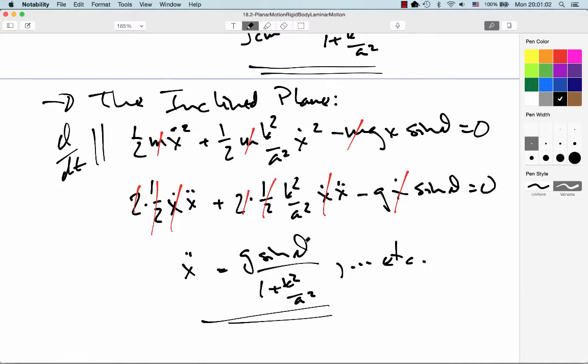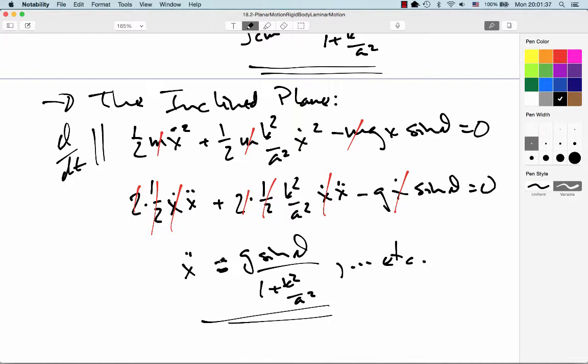Now you may be starting to suspect, and I'll just say your suspicions would be correct, that apparently maybe we can be more general with this energy analysis and come up with a way of getting the equations of motion in general. And your suspicions would be correct. We're going to have to wait until we get further along in the course, though, before we do that.